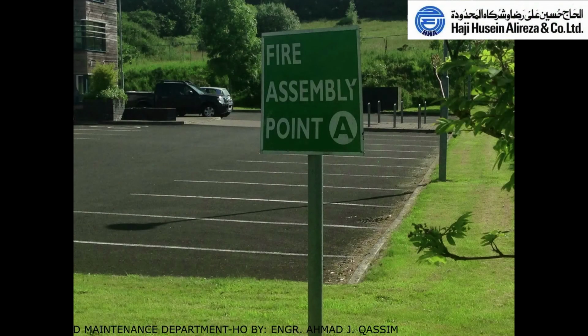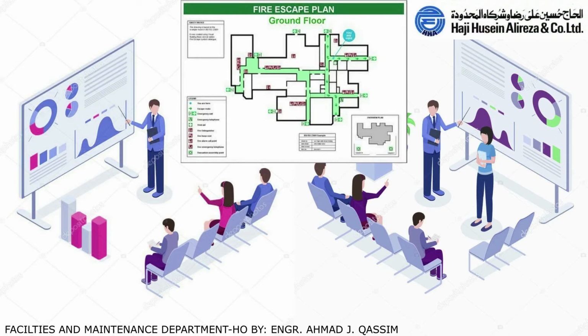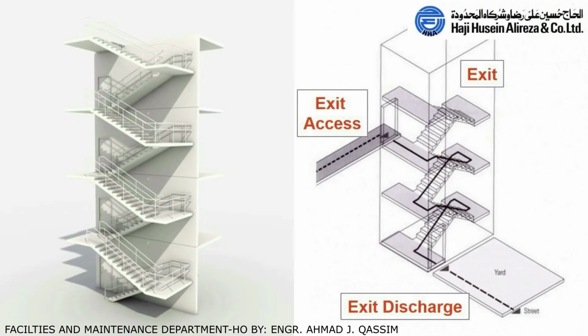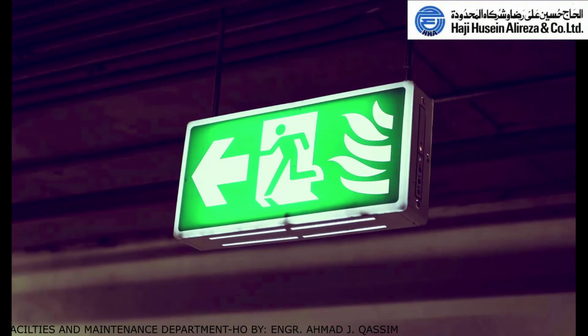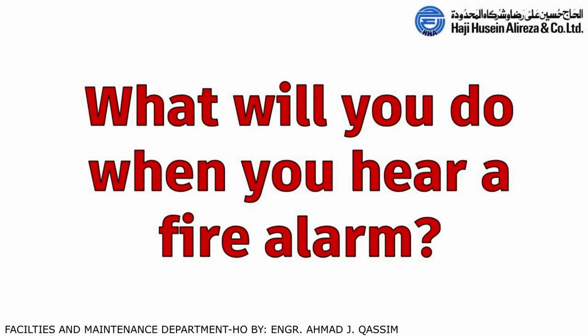An assembly point area shall be available, and an emergency escape plan shall be clear to everyone. Every means of egress, such as emergency doors and emergency stairs, shall remain unobstructed and in good condition. Emergency exit signs and emergency lights shall remain functional. What will you do if you hear an alarm?